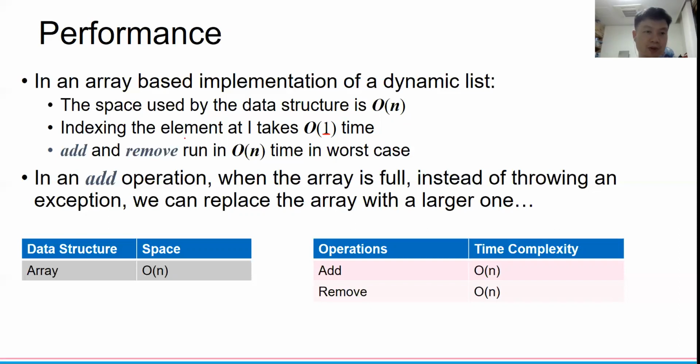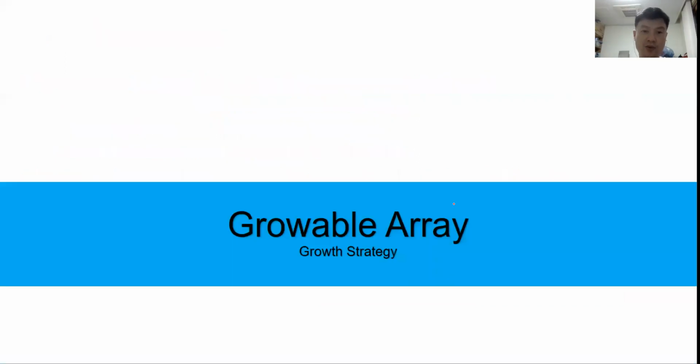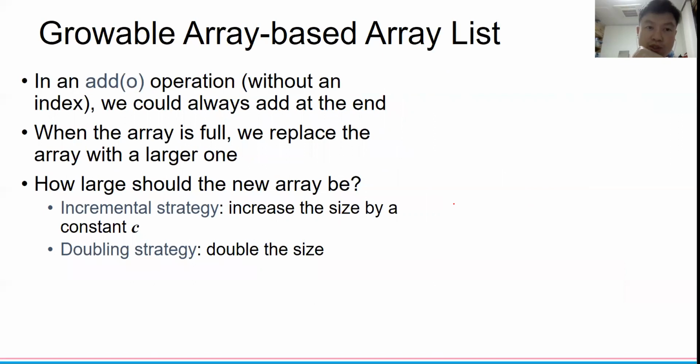So in an add operation, when the array is full, instead of throwing an exception, we can replace the array with a larger one. You already learned that if we want to insert into an array, we shift the elements according to the index where you want to insert. But if the array is full during an add operation, we need an idea to extend the array. So we are going to learn about the growable array, which means we are dealing with a growth strategy.